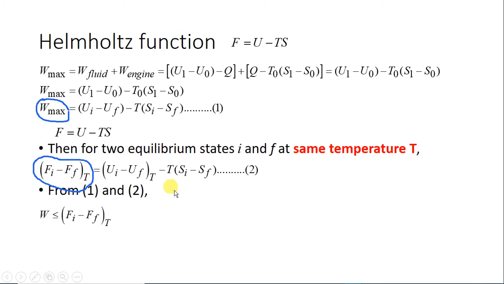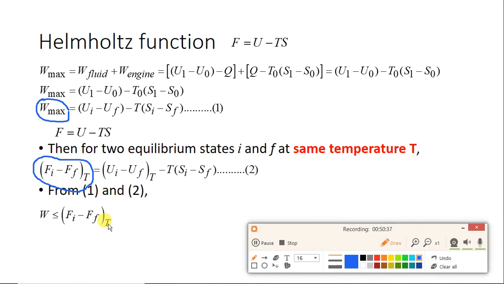From 1 and 2, what you can write is W is less than or equal to Fi minus Ft when temperature is constant. Now this Fi minus Ft is what? This is W max. Now see the logic behind this equation. W will be less than W max, so actual work will be less than W max, or W can be equal to W max. In this way I have written this equation.